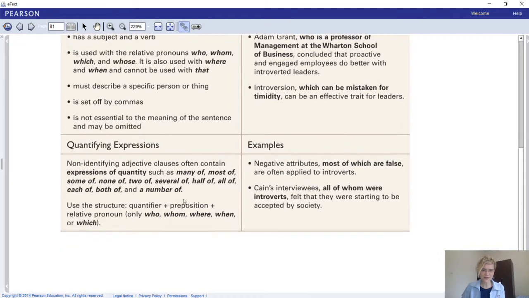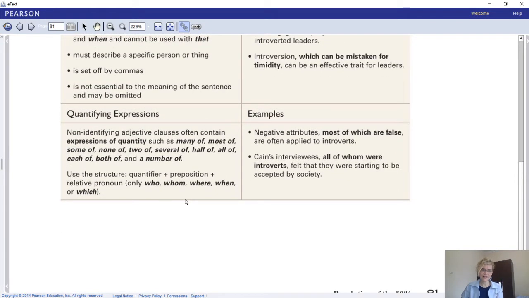Then we have quantifying expressions. Non-identifying adjective clauses often contain expressions of quantity. Quantity means how much, like an amount, such as many of, most of, some of, none of, two of, several of, half of, all of, each of, both of, and a number of. Now use the structure: the quantifier plus the preposition and then the relative pronoun. You only use who, whom, where, when, or which. For instance, negative attributes, most of which are false, are often applied to introverts. Or Kane's interviewees, all of whom were introverts, felt that they were starting to be accepted by society.